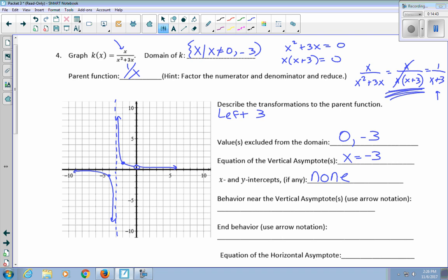Okay, so my behavior near the vertical asymptote, as x approaches -3 from the right, f of x gets really big. F of x heads up towards infinity. And as x approaches -3 from the left, f of x heads down to -infinity. My end behavior, as you head way out to the right and way out to the left, in both instances, the function's y values approach 0. So as x approaches plus or minus infinity, f of x approaches 0. Equation of the horizontal asymptote, that would be y equals 0, the x-axis.